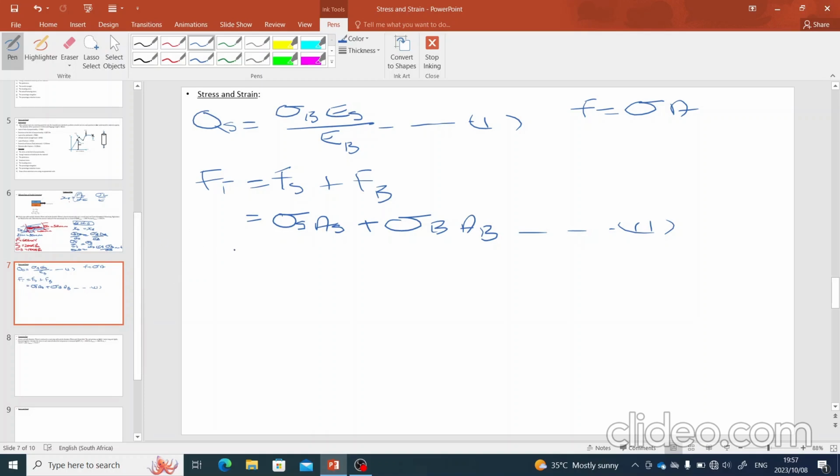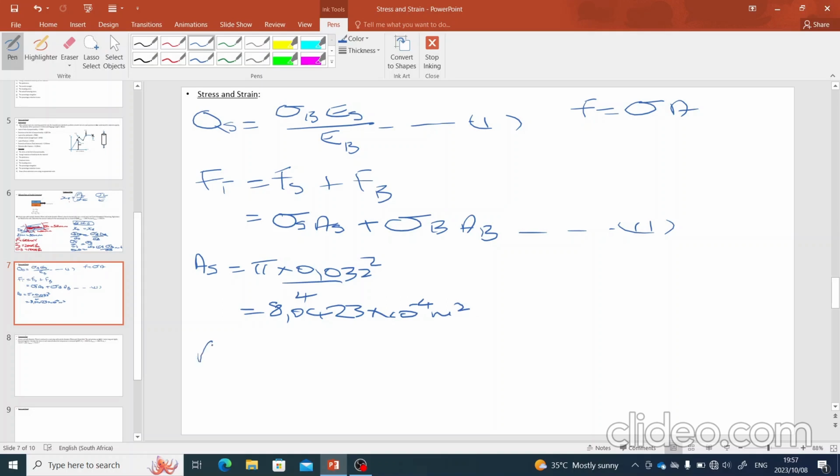In calculating the area of steel, it will be pi multiplied by 0.032 squared divided by 4. Then you get your area. As I calculated, my area is 8.0425 or 0.0423 times 10 to the power negative 4 squared.